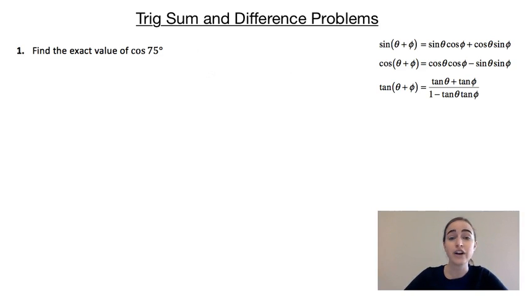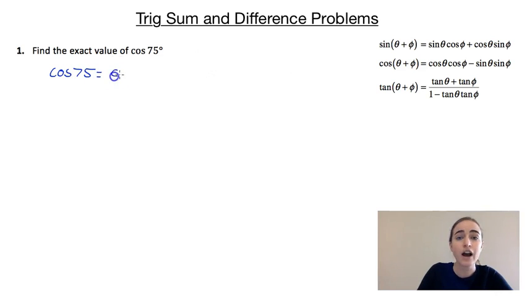Our first one asks us to find the exact value of cos 75 degrees. Now, previous to learning these, we could only find exact values if our ratio was to do with 30, 60, or 45 degrees, or some multiple of those. But what we can do now is break these numbers down into the ones that we do know, so our 30, our 45, and our 60, and then use our formulas. So we know that cos of 75, we could write that as cos of 45 plus 30. And once we know that, we can then use this formula here.